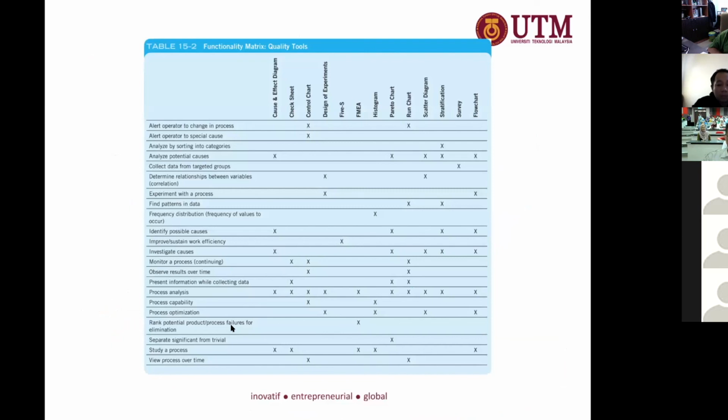And basically, we have gone through a couple of quality tools. I began with the cause and effect diagram, check sheet, control chart, 5S. See, from the beginning in this lecture, I mentioned 5S. Failure mode effect analysis, where we calculate the risk priority number. We have histogram, Pareto chart, run chart, scatter diagram, certification, survey, and flow chart, and so on. And these are the purposes. We want to investigate cost. So we can use maybe check sheet, we can use Pareto, and so on.